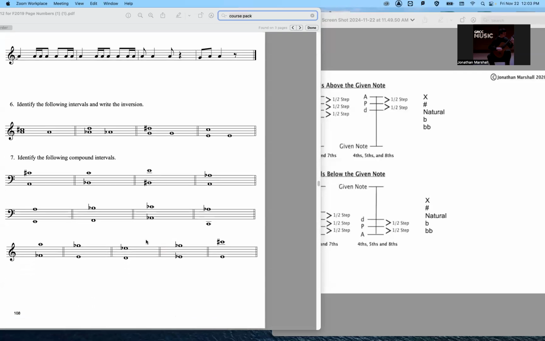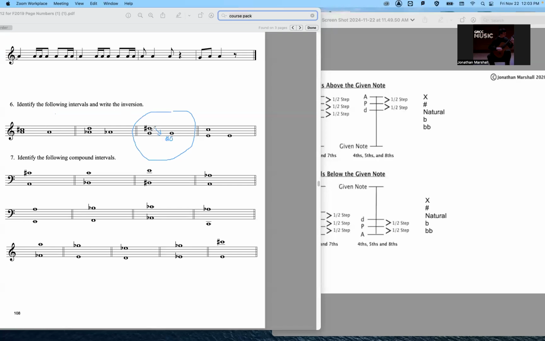Let's go here. And once again, you're doing more inversions in this part. So let's do this one here. Now we're going to invert the top note, and this is in treble clef, so we have G to D sharp. So I'm going to bring that D sharp down an octave. And right off the bat, you should know you don't have a perfect interval because it's not sharp to sharp, natural to natural, and flat to flat.